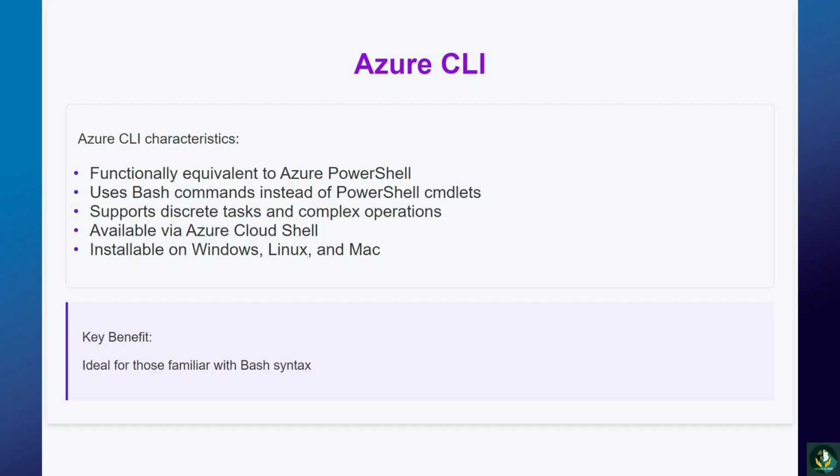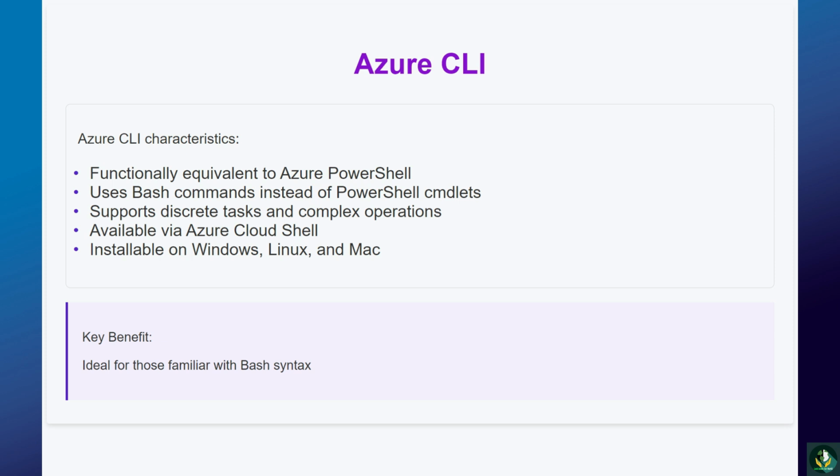Users can easily run individual commands for quick actions or combine multiple commands into scripts for more intricate processes. This flexibility makes the Azure CLI a versatile tool for a wide range of Azure management and automation scenarios. The Azure CLI is available through Azure Cloud Shell, providing a convenient, browser-based option for those who don't want to install anything locally. However, for those who prefer working on their local machine, the Azure CLI can also be installed on Windows, Linux, and Mac platforms.